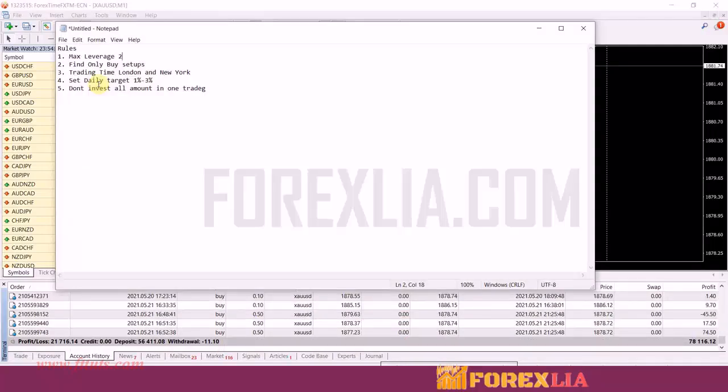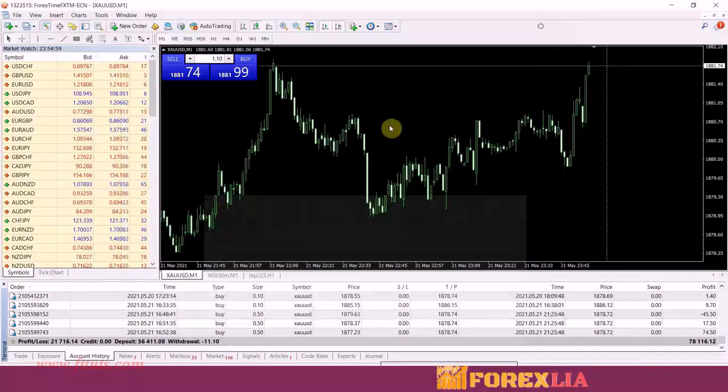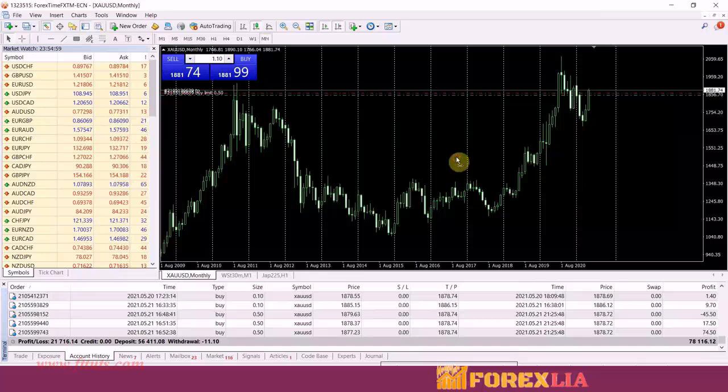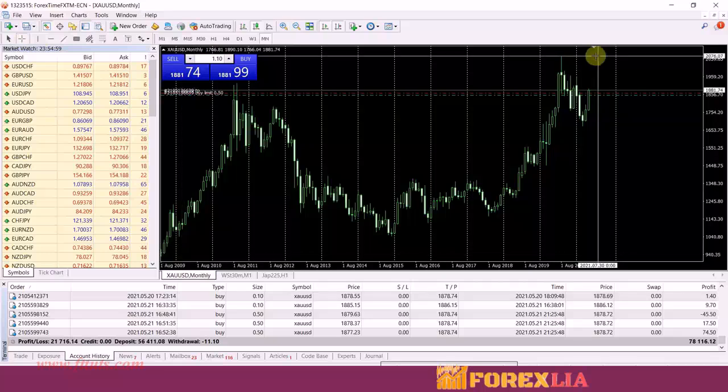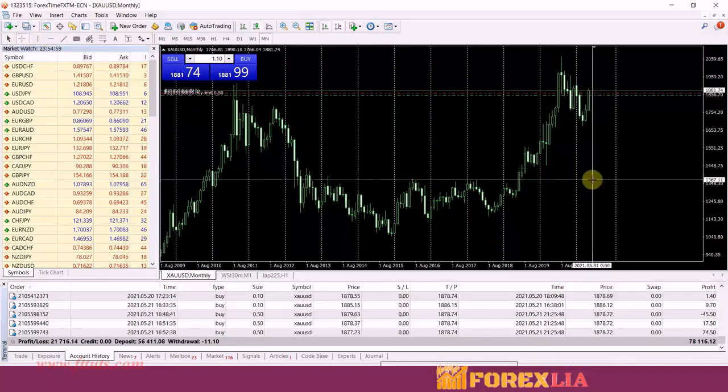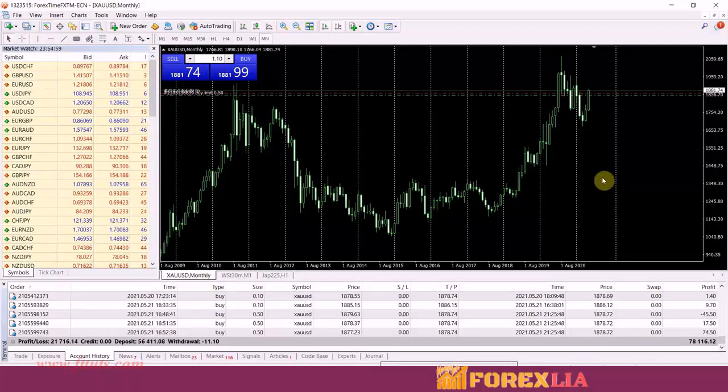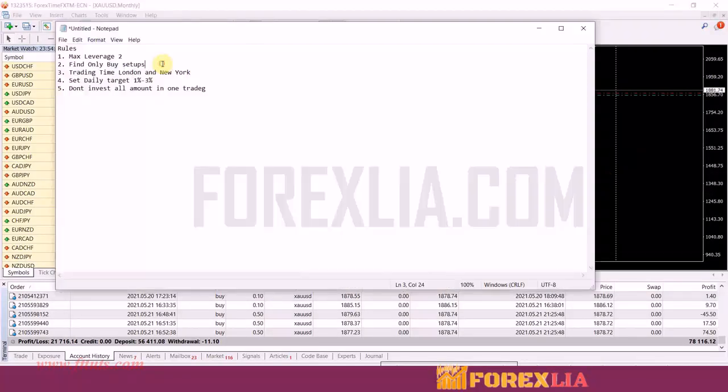The second rule is to trade only buy setups. What does that mean? Gold is called heaven when trading, because it stays in an uptrend for a long time. It means that gold can never go down. In the coming 10 years, it is going to go up from here. It is not that it will go to zero from here. That's why gold is called heaven. If you want to trade gold, then buy only.